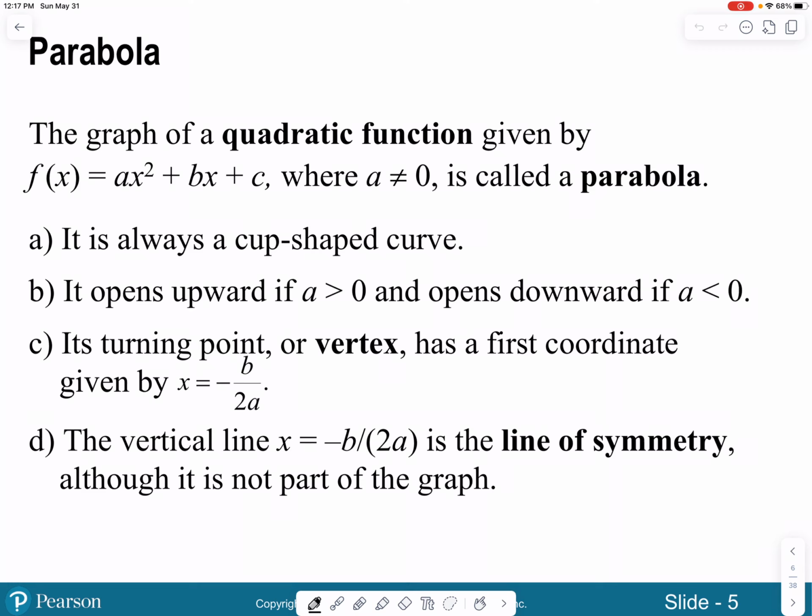The vertical line x equals negative b over 2a is the line of symmetry, although it's not part of the graph, right? So once we identify our vertex and our axis or our line of symmetry, whenever we get a point on the left side, it automatically gives us a point on the right, and so we can use the axis of symmetry to quickly generate the parabola.